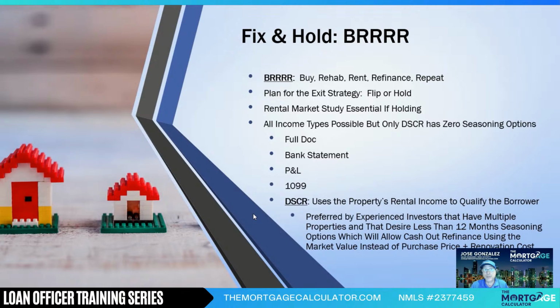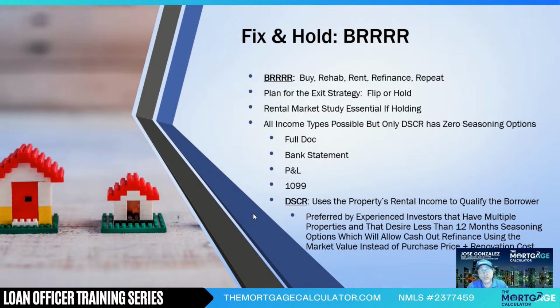Now, all income types are possible on that refinance flip loan, the end loan that you're going to get. But keep in mind, like I just mentioned, only the DSCR has zero seasoning options. That's critical because time is of the essence for the investors. On your end loan, there's no limit. You can do a full doc loan. You can do a bank statement for income loan. You can do a profit and loss for income loan. You can do a 1099. Obviously, bank statement, profit and loss, and 1099 are for self-employed borrowers.